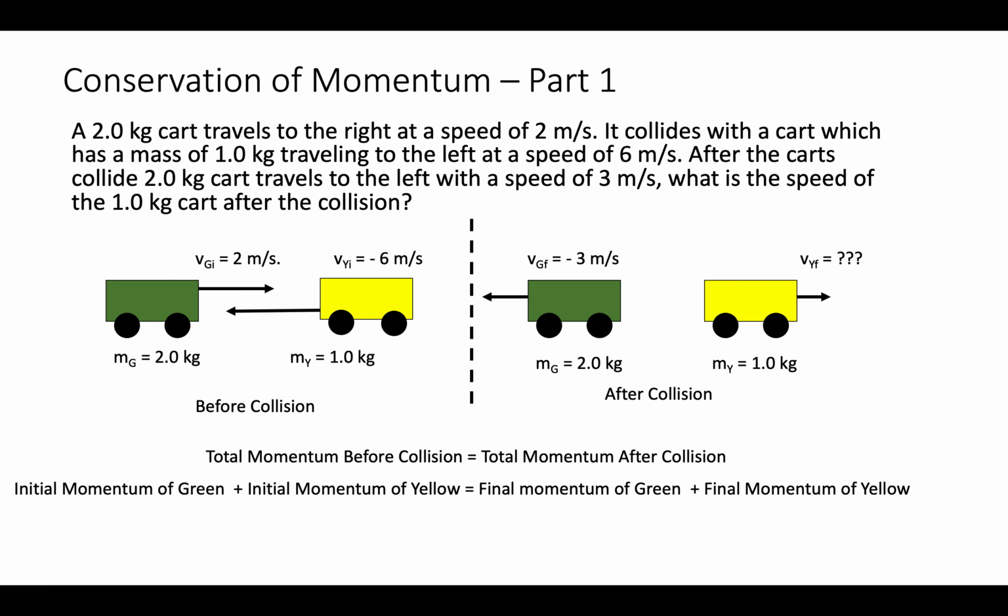And so we can use this information to solve for the final velocity because we know momentum is mass times velocity. And for each of these cases, we have the mass and the velocity of each of these carts, except for the yellow cart. We don't know the final velocity. So if we can solve for the initial momentum of the green cart and the yellow cart and the final momentum of the green cart, we can use that to determine the final momentum of the yellow cart. And then once we know that final momentum, we can use that information along with the mass to figure out what the velocity of the yellow cart is.